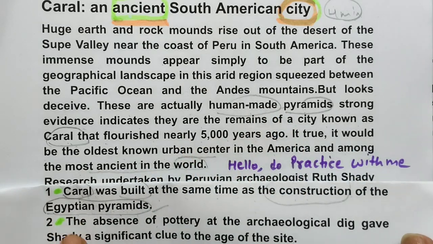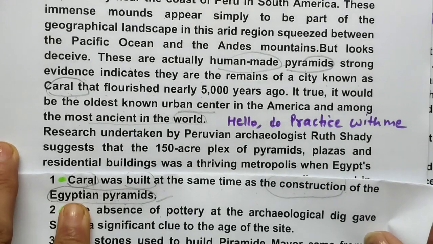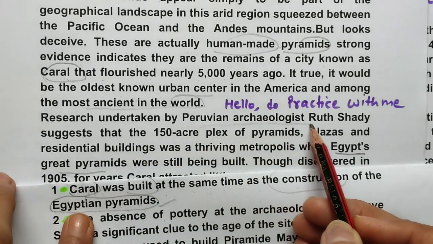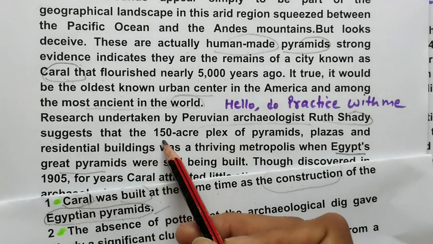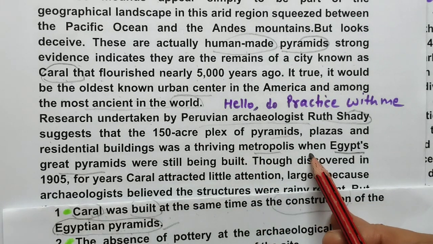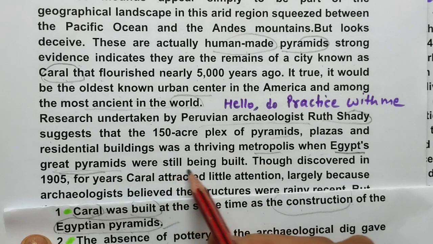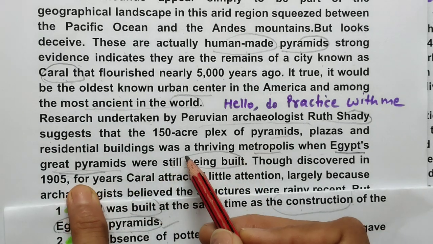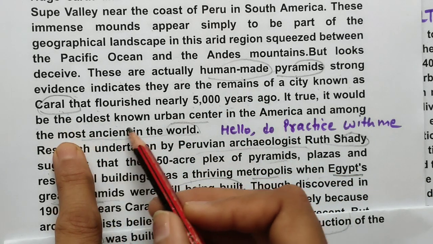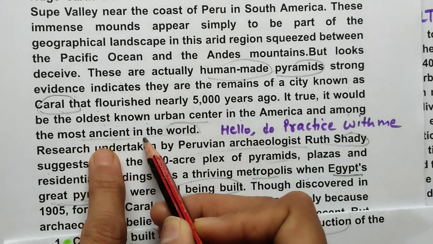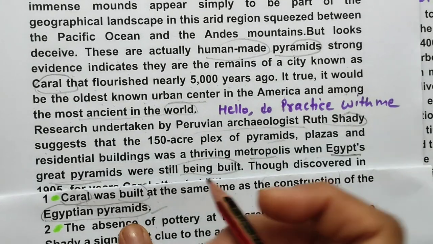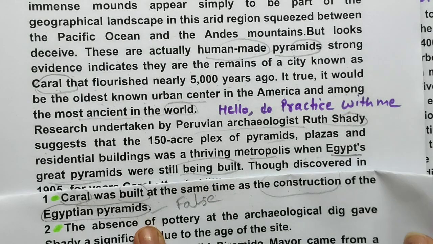We are looking for Egyptian also, so let's read the next paragraph. Yeah, Egypt is here, Great Pyramids. Research undertaken by the archaeologist Ruth Shady suggests that a 150-acre place of pyramids, plazas and residential buildings was a thriving metropolis when the Egyptian Great Pyramids were still being built. It means the Egyptian ones are the more recent, but these Carol pyramids were 5,000 years ago, the oldest known urban center in the Americas and among the most ancient in the world. It means they were not built at the same time. So you can decide your answer, I am showing you: this is false.